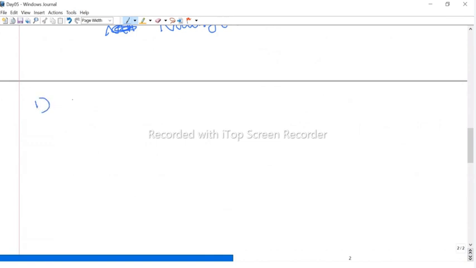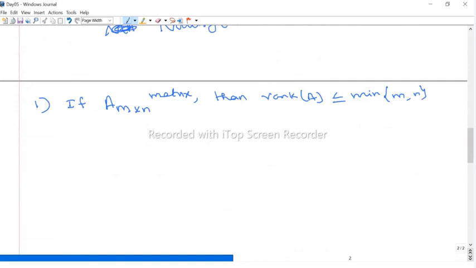So first I define: suppose A is a rectangular m by n matrix, then its rank should be less than or equal to the minimum of these two numbers. It's always less than or equal to the minimum of m comma n. So it will not exceed either value. First you find the minimum of these two numbers, and the rank should be less than or equal to that number. This is the first one.